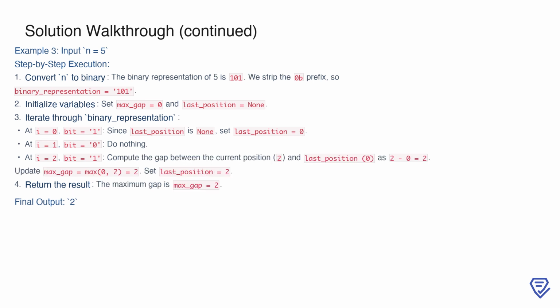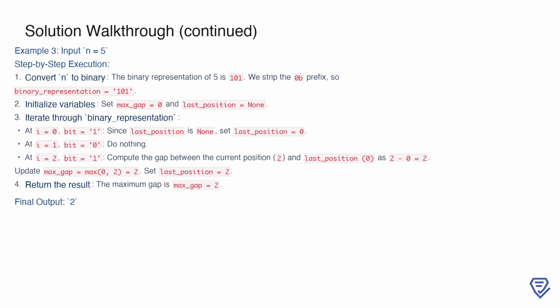For the input n equals 5, the binary representation is 101. Removing the 0b prefix, we get binary_representation equals 101. As before, we initialize max_gap equals 0 and last_position equals None. We now iterate through the binary string.